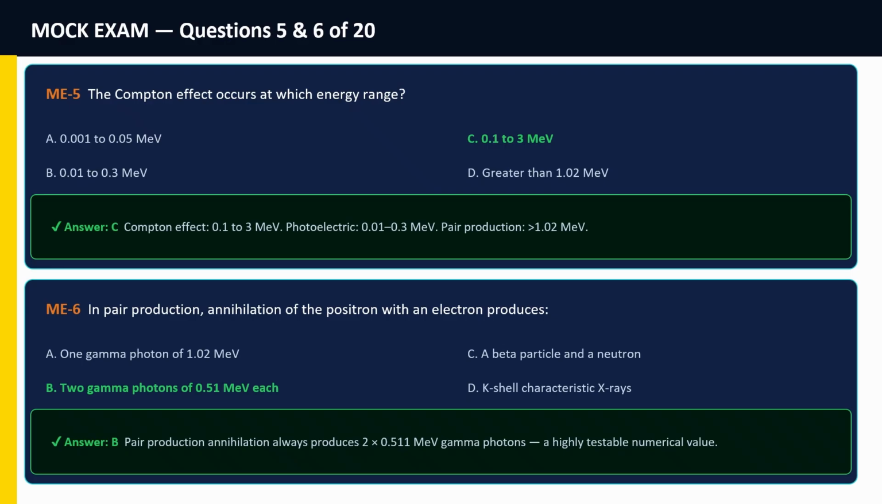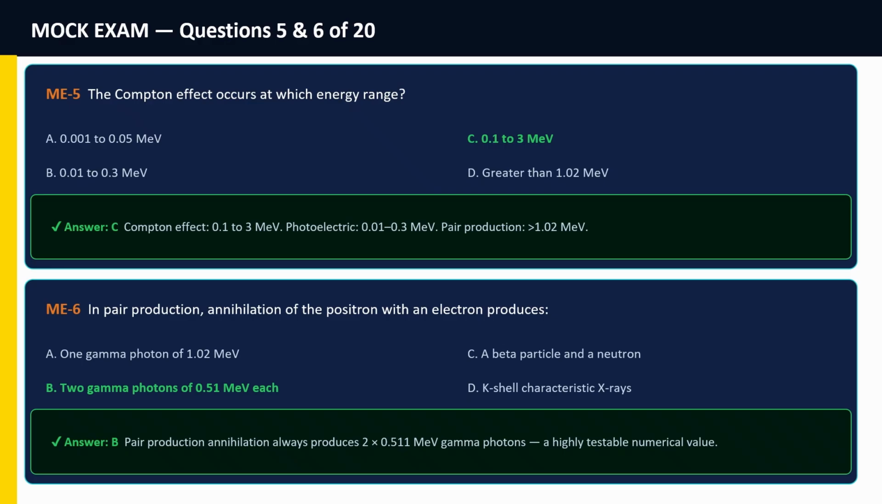Question 6 tests pair production. The critical number is 1.02 MeV. Once pair production occurs and the positron encounters an electron, annihilation produces 2 photons of approximately 0.511 MeV each. This is one of those numerical relationships that is worth knowing directly. The examination technique is to associate each interaction with its physical signature. Photoelectric, complete photon absorption. Compton, scattered lower energy photon. Pair production, electron and positron, followed by annihilation.